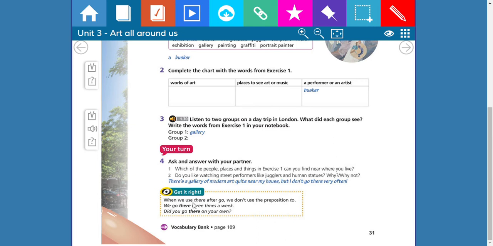Get it right. When we use there after go, we don't use the preposition to. We go there 3 times a week. Did you go there on your own? So we often use go plus the preposition to, but when we use there, to is not necessary. Okay, to is not necessary. If you want to check your vocabulary, you can go to page 109 to continue with this activity.